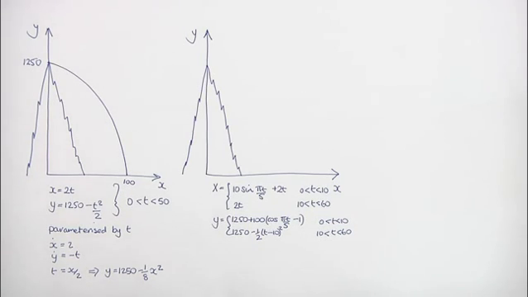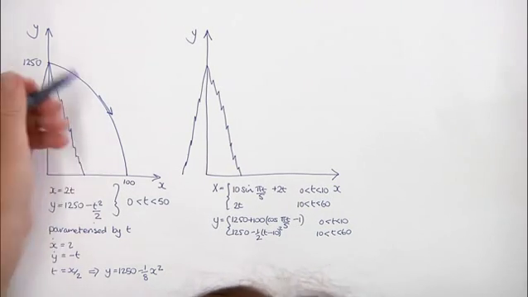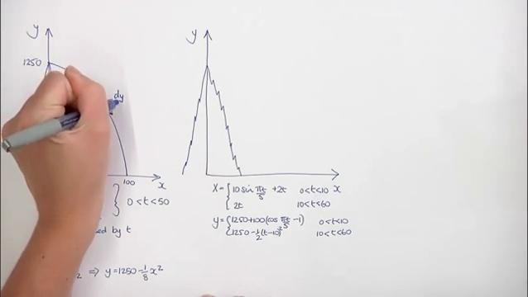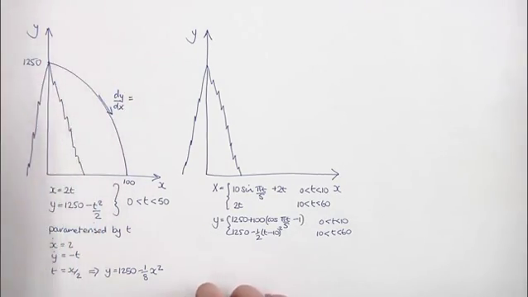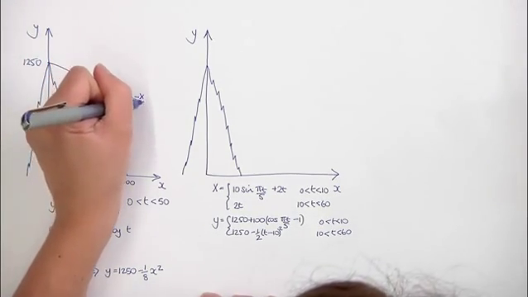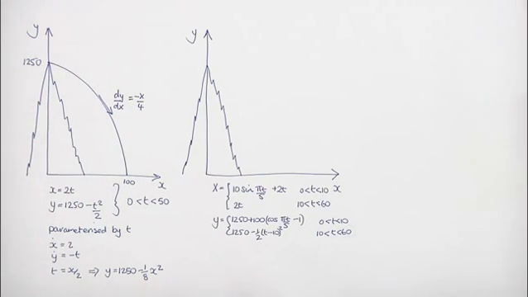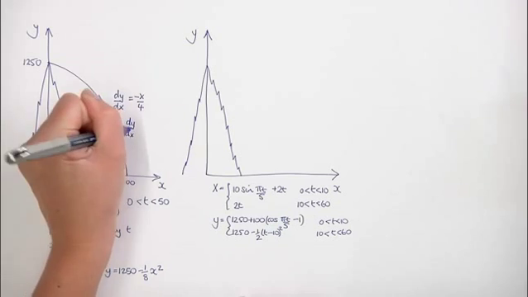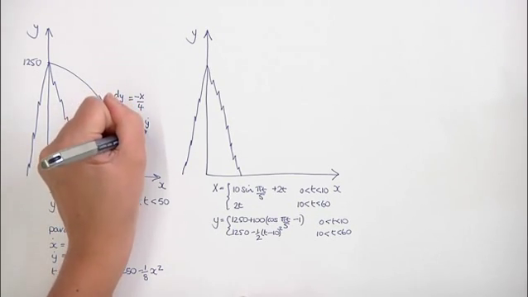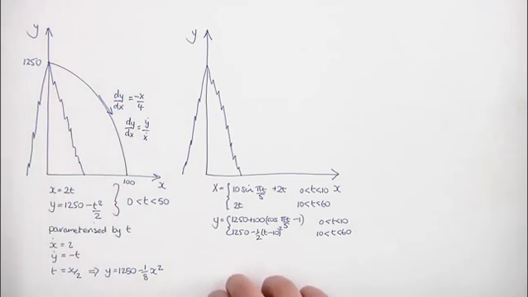Another thing to note is that the gradient of the trajectory, dy by dx, which equals minus x over 4 in this case, gives the direction of the velocity, since dy by dx is equal to y dot divided by x dot.